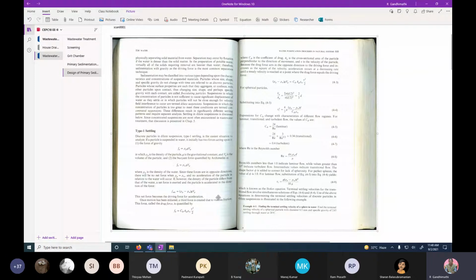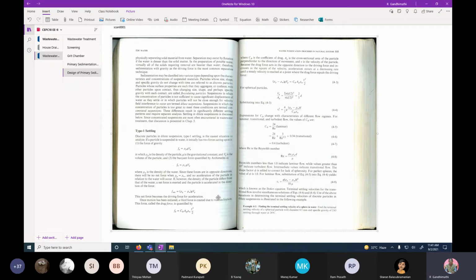Good morning, students. Yesterday, we studied the design of the primary sedimentation tank. I thought I could give some of the important concepts related to the design of the primary sedimentation tank.